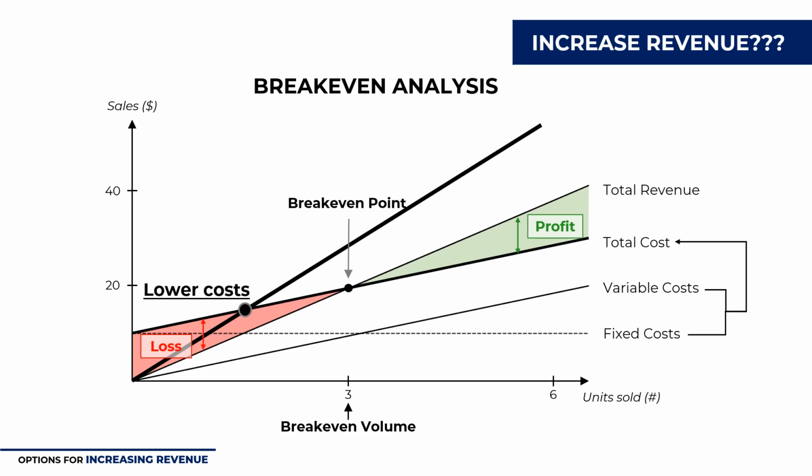Now, there's one additional factor to consider here. Remember earlier we said that option 1 for increasing revenue was to increase prices. Doing that affects this diagram in exactly the same way as lowering costs.